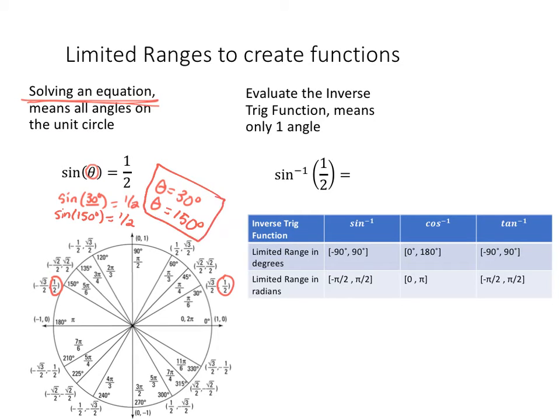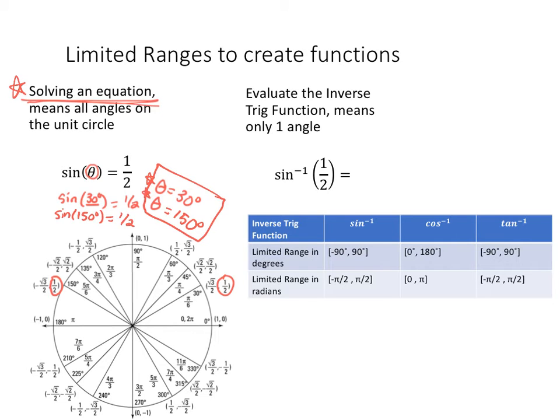So whenever you're using sine in reverse, that's kind of what you're doing. You're doing a sine inverse problem. If they ask you to solve an equation, you're going to want to provide all angles that are possible. So here we have two solutions. But for functions, we don't ever want to have more than one output.